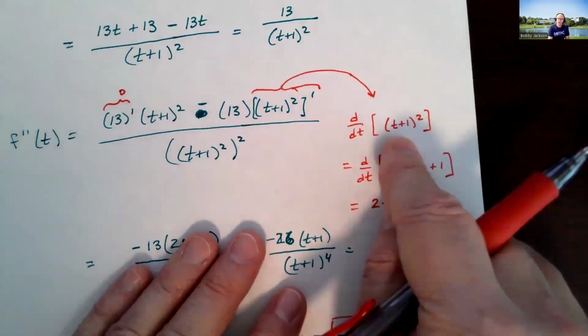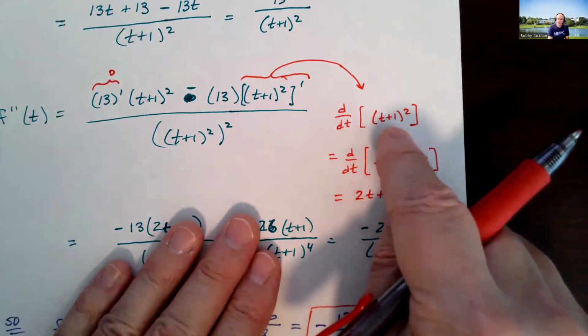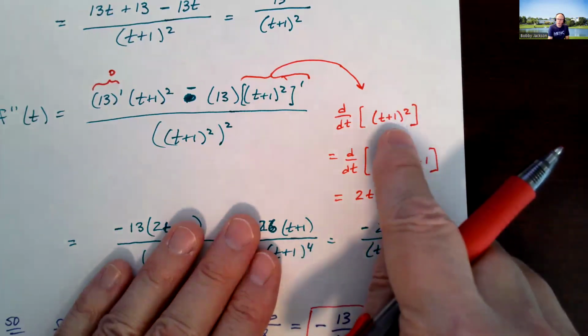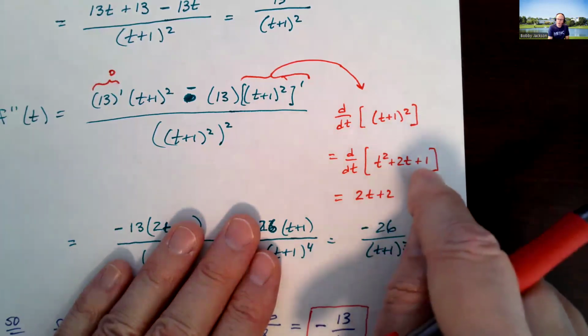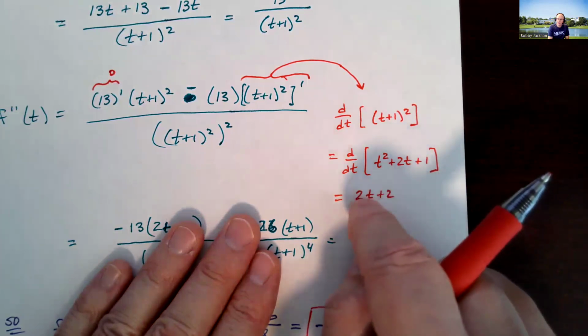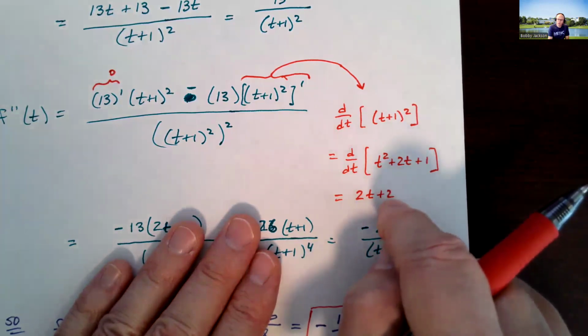Well, for the derivative of (t plus 1) squared, I can either use the product rule or I can multiply this out. And if I multiply (t plus 1) squared out, I get this, right? Remember, (t plus 1) squared is (t plus 1) times (t plus 1). So we can FOIL that out. It's a perfect square. And then take the derivative. The derivative of t squared is 2t. The derivative of 2t is 2.